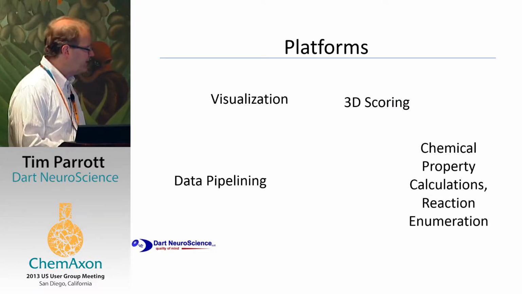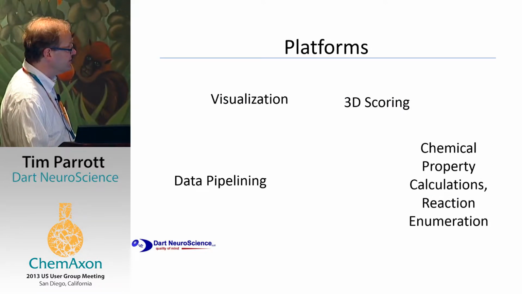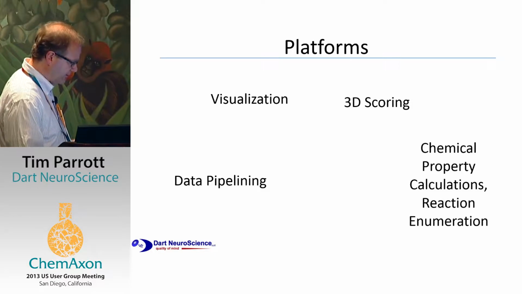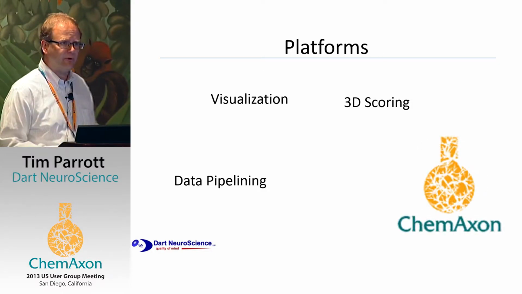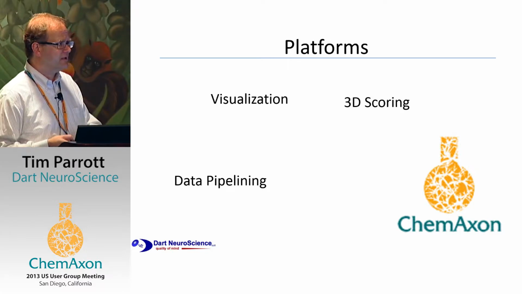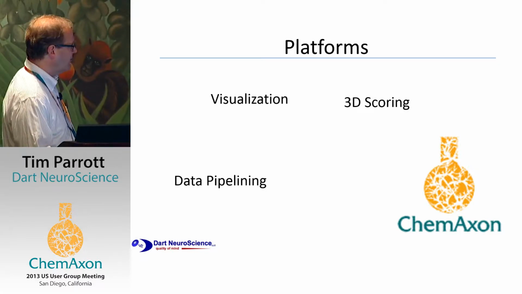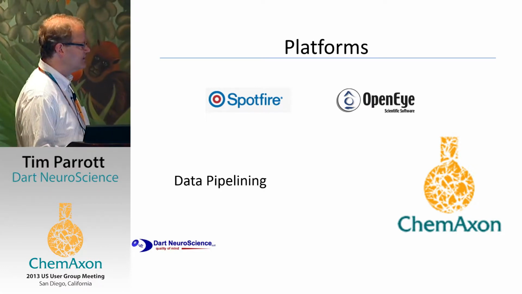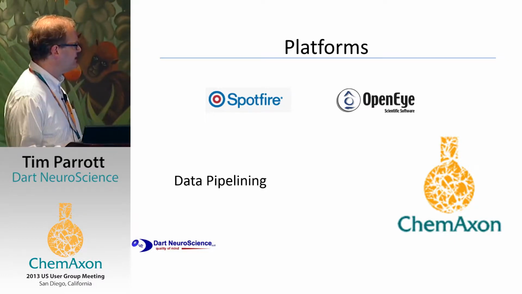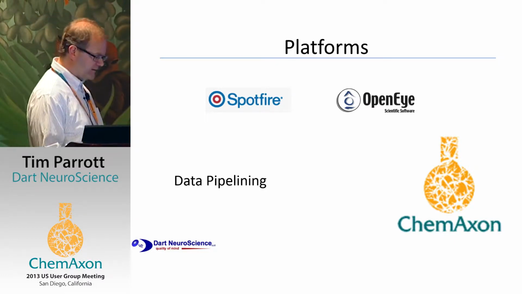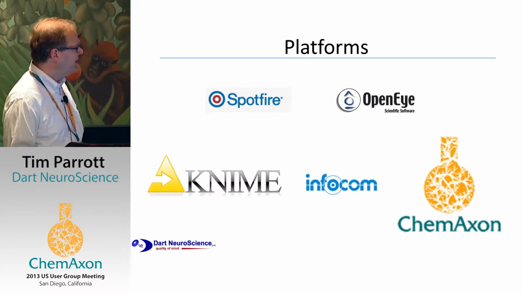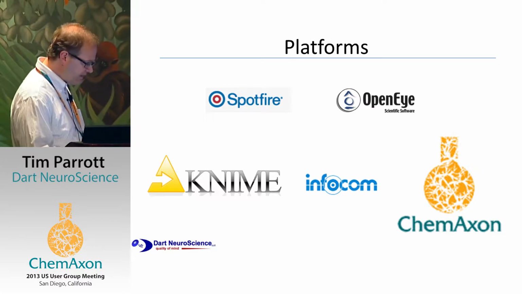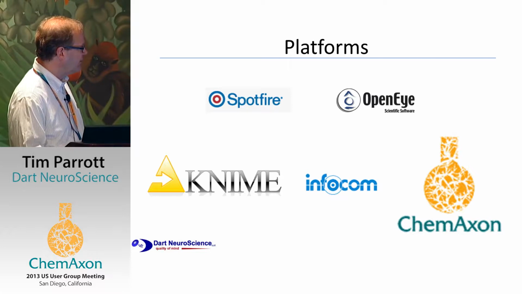So for platforms, we needed platforms to do some visualization of the results. I mentioned 3D scoring, property calculations. I don't think it's going to be any surprise that we chose ChemAxon. We were already using ChemAxon and had services to deliver standardized properties. Likewise, we were already invested in Spotfire and OpenEye to do some of those calculations. So the really new part here was that we needed something to bring these together, and the data pipelining that we chose was KNIME, and then Infocom comes along as the glue to help ChemAxon play well with KNIME. So these are the platforms that we're going to develop with.